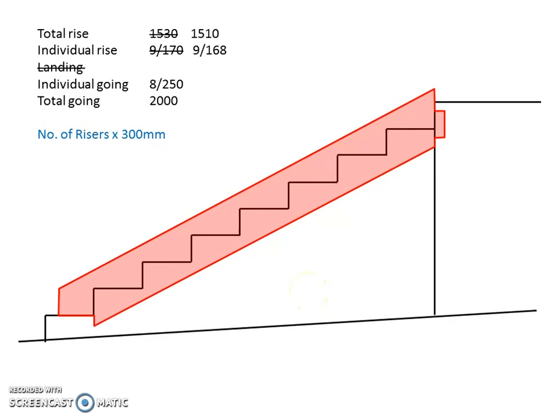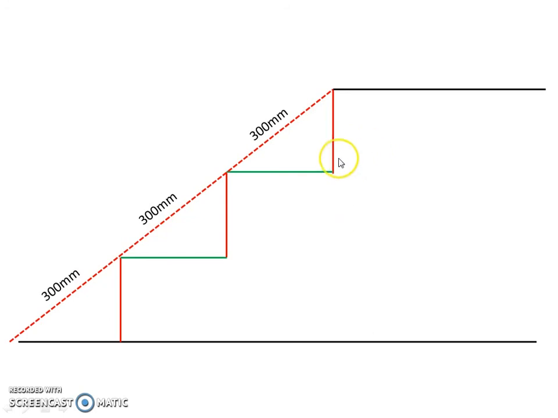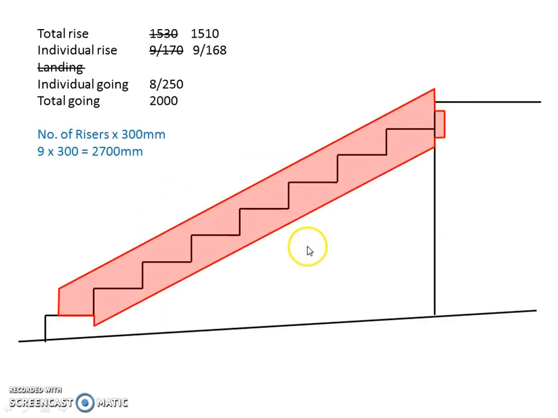Now I want to go back for a moment and just show you something here. It's important we use the number of rises, not number of goings. You'll notice if I go number of goings on this stairs, I'm only going to have 2 goings because I've got 1 less going. If you go number of goings times 300, you're going to be 300 short, and you have to add that onto the end. So that's why I always go number of rises, not number of goings. So rises times 300. And that will give us the length of timber we need to cut that stringer up.